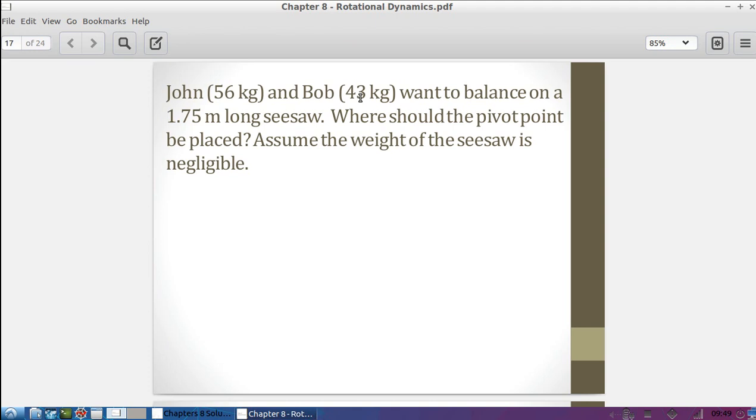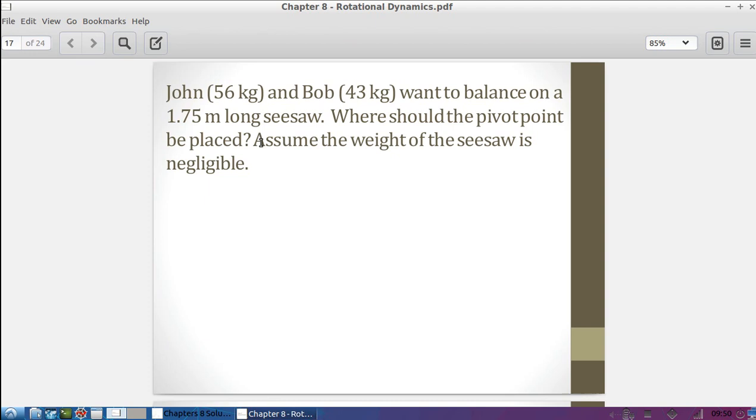So this is a little bit different. John and Bob, these two people, are going to be on the very ends of either side of the seesaw, and we have to move the pivot point to where the torque applied by John and the torque applied by Bob are equal in magnitude, opposite direction, so the seesaw does not rotate.